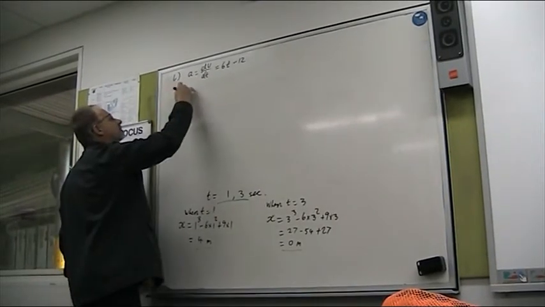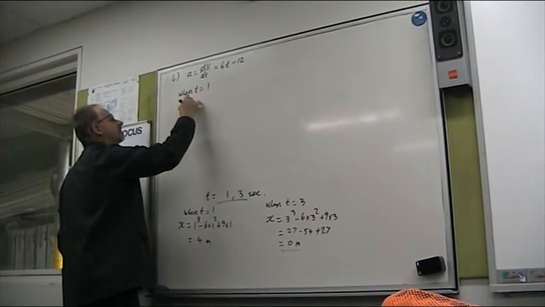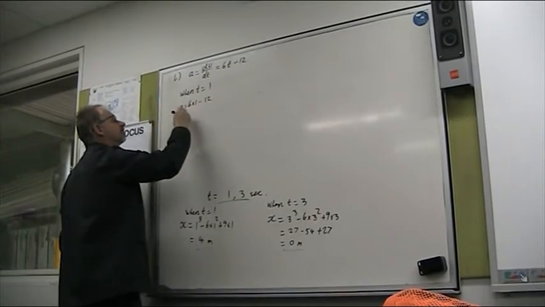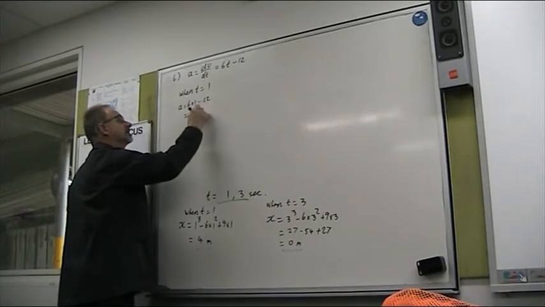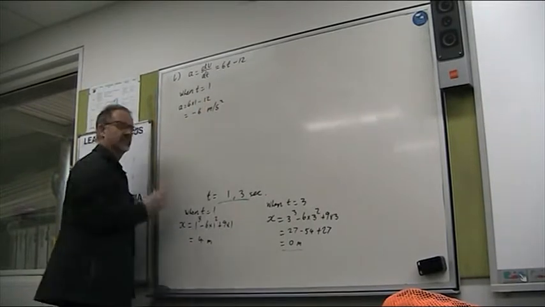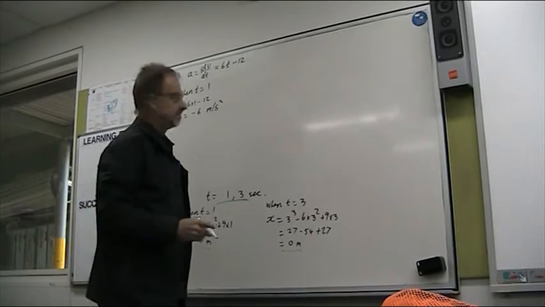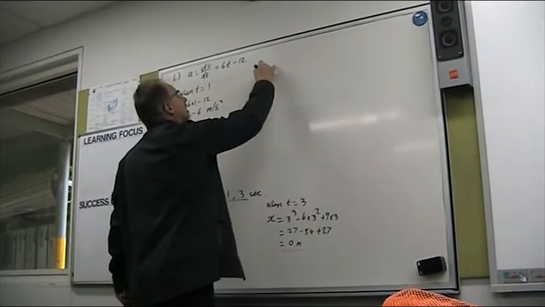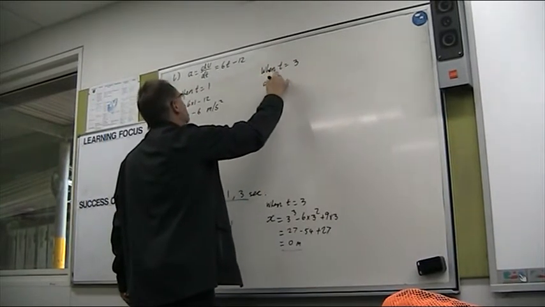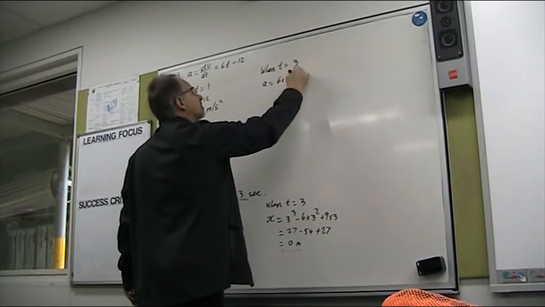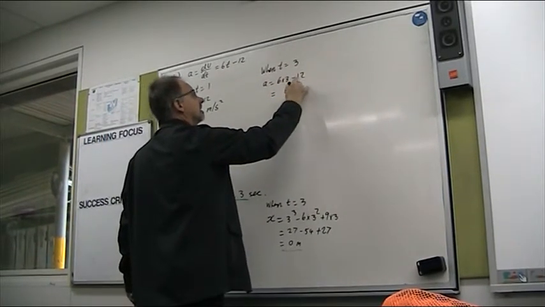All right, so when t equals 1, acceleration is 6 times 1 minus 12, which is negative 6. Meters per second squared is the units. And when t equals 3, it will be 6 times 3 minus 12, which is 6.